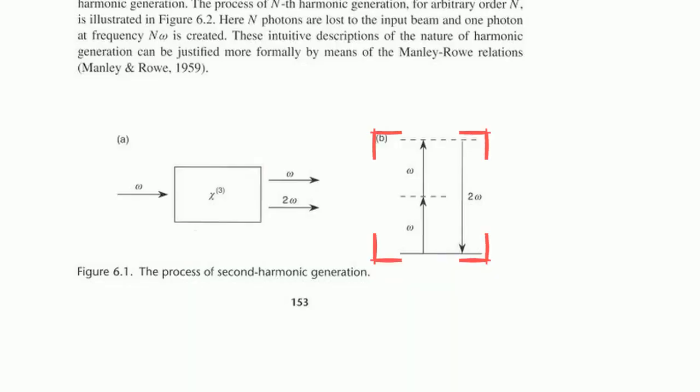This diagram shows the specific transfer of energy occurring at the photon level. Two incoming photons, both at frequency omega, are annihilated simultaneously. Their combined energy is perfectly conserved to create a single new output photon at exactly twice the frequency, 2 omega.